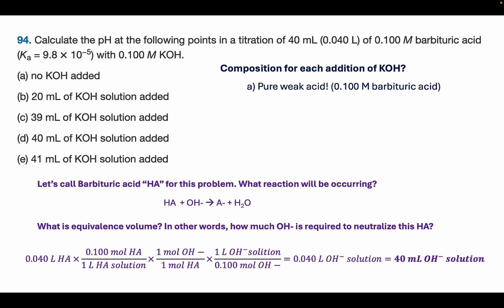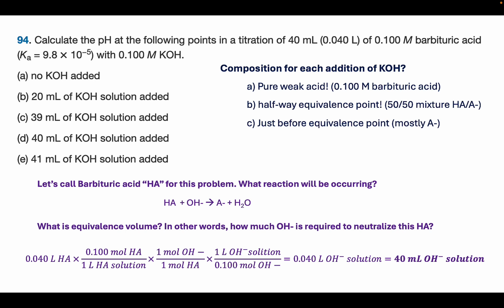For A, it's a pure weak acid. We haven't done anything to it yet. All we have is 0.1 molar barbituric acid. For B, note that we're at the half equivalence point, and this means we have a 50-50 mixture of HA and A-. For C, this is just before the equivalence point, and so we mostly have A-, but there is still going to be some HA, and we can probably use an approach to solve as if it's a buffer.